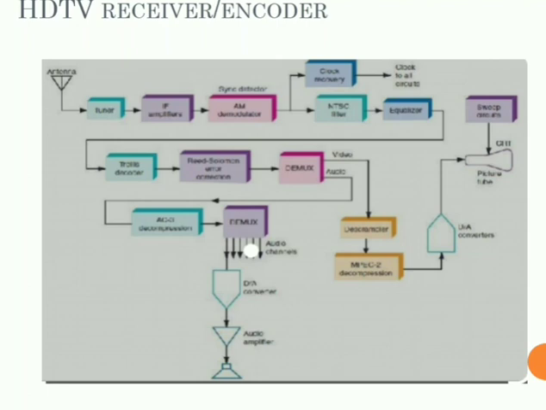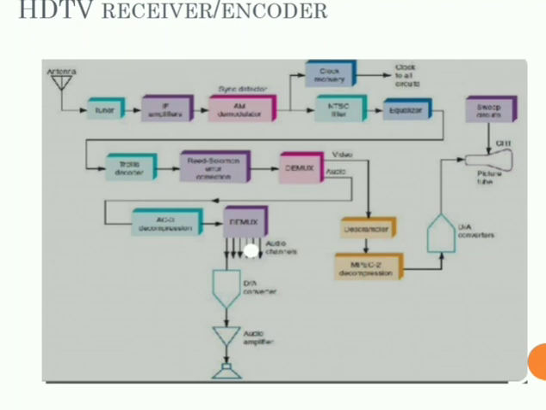The signals are then passed through the NTSC filter. Here we can see an NTSC filter, which is designed for filtering out any co-channel or adjacent channel interference from standard television stations. That is the use of this block.